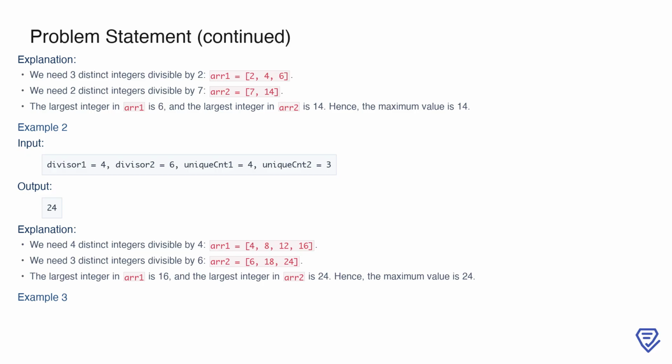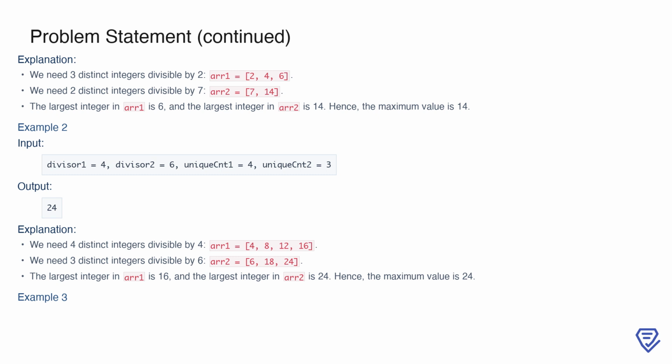Suppose divisor1 is 2, divisor2 is 7, unique CNT1 is 3, and unique CNT2 is 2. We need three distinct integers divisible by 2 for ARR1, such as 2, 4, 6, and two distinct integers divisible by 7 for ARR2, such as 7, 14. The largest number in ARR1 is 6, and the largest number in ARR2 is 14. Since we are minimizing the maximum value between the two arrays, the result is 14.